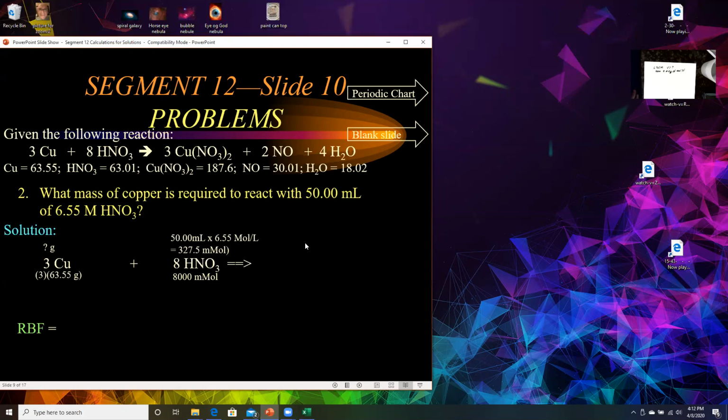This defines our rebalancing factor. 50 times 6.5 divided by 8,000 gives me 0.04094 as the rebalancing factor.